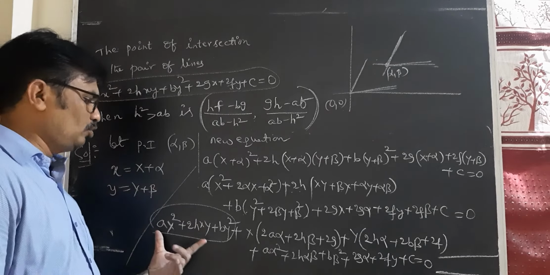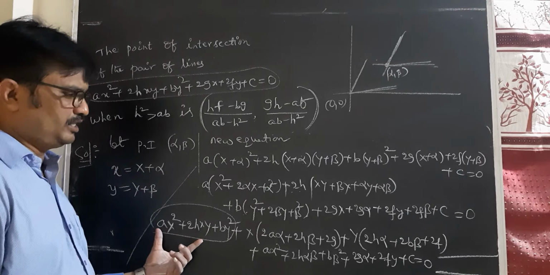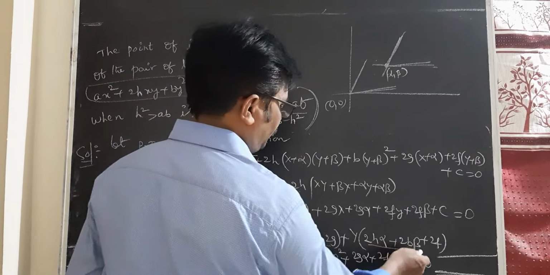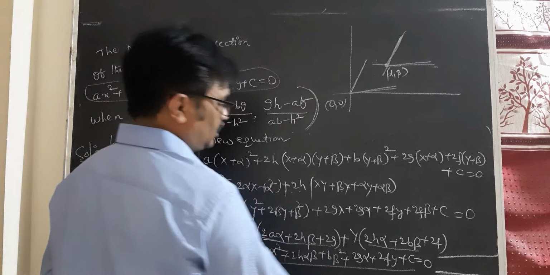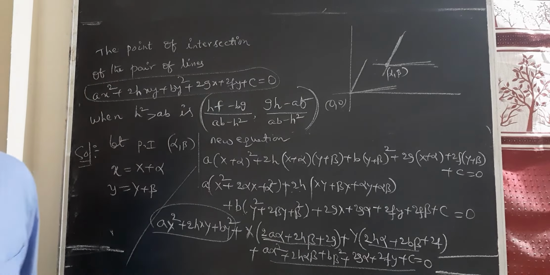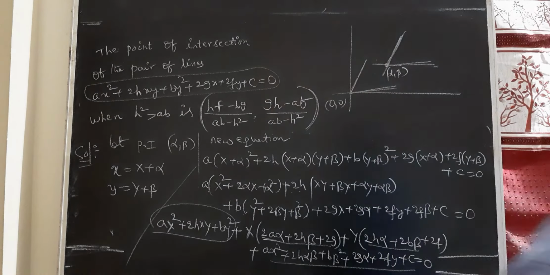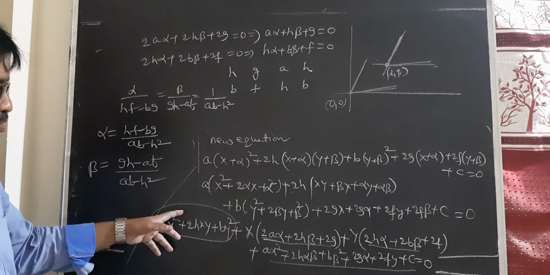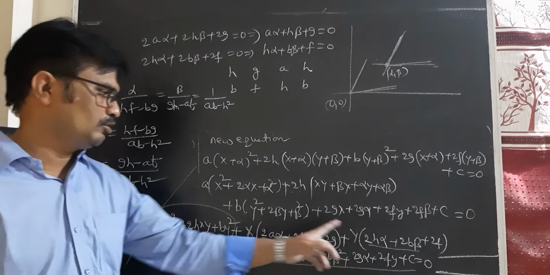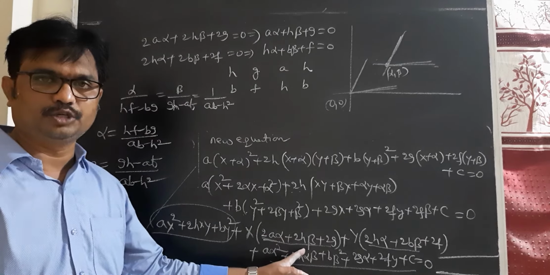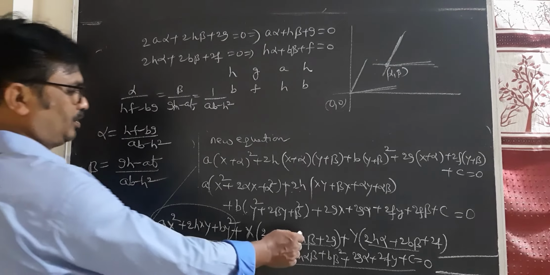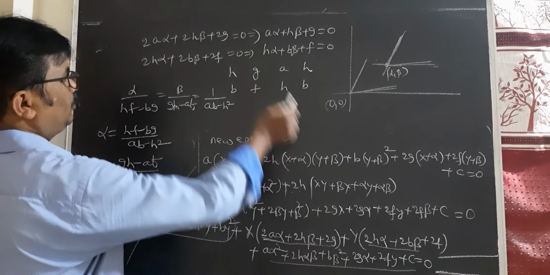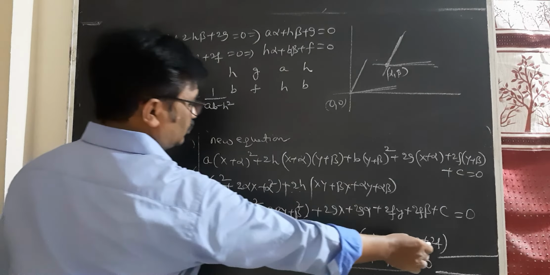Now students, when it represents a homogeneous equation, the coefficient of X, the coefficient of Y, and this constant term must all be equal to 0. Taking the coefficients of X and Y as 0, that is 2a alpha plus 2h beta plus 2g equals 0, then dividing by 2, and likewise the other equals 0 divided by 2.